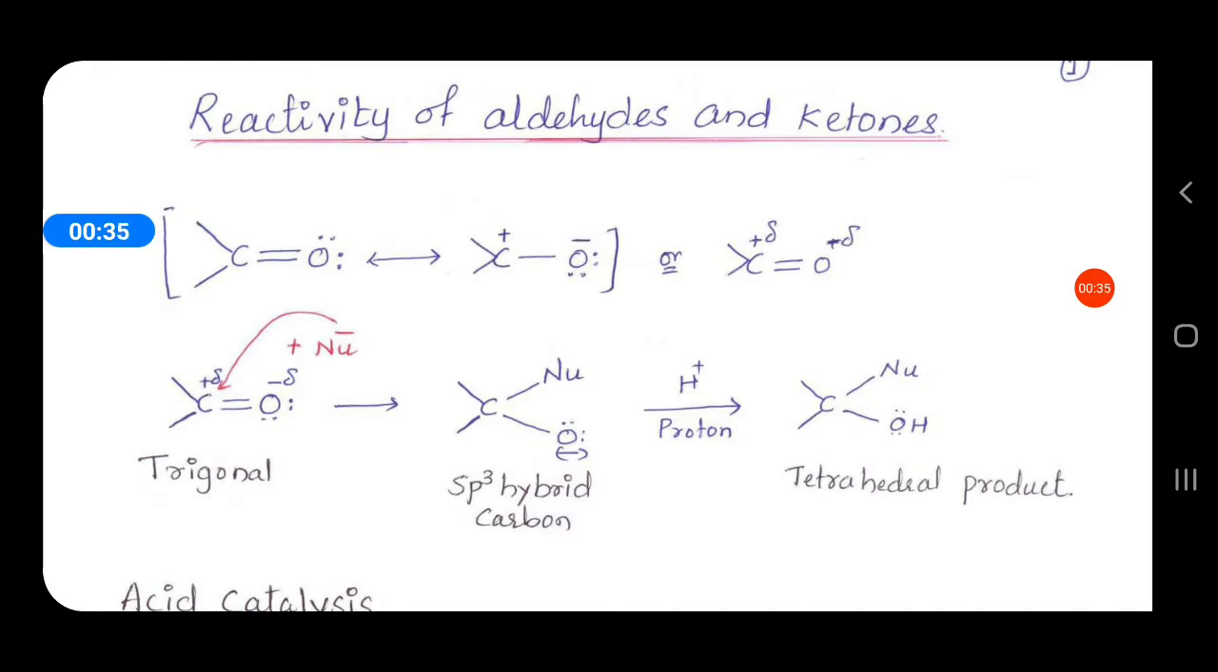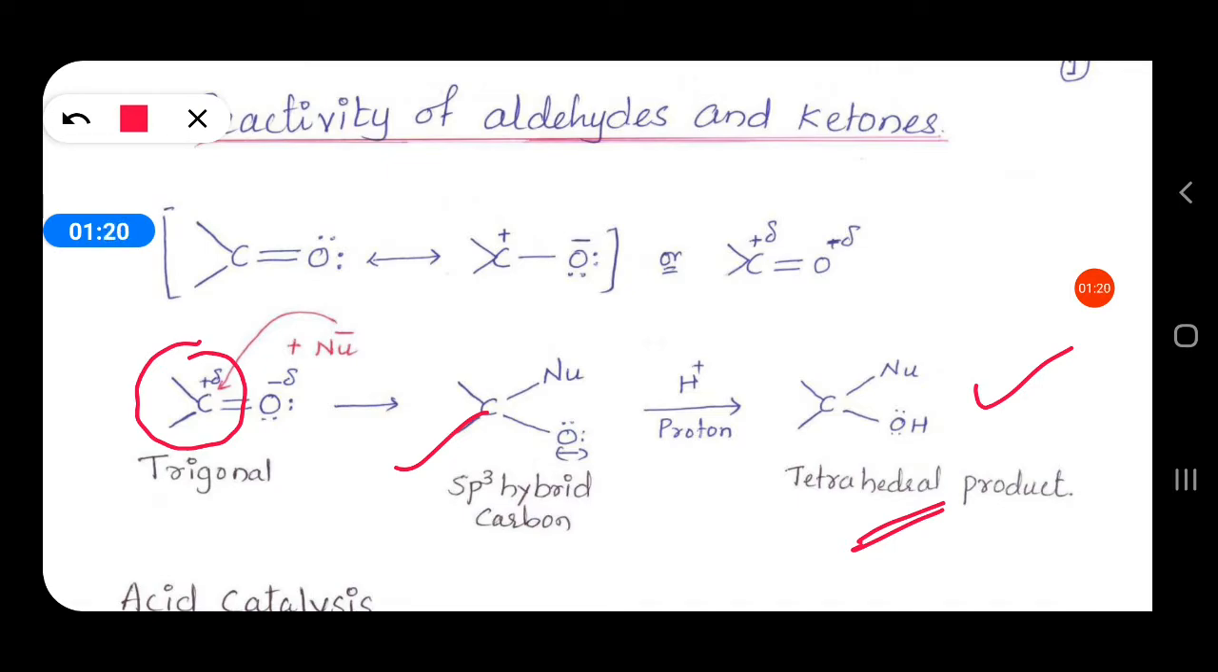During the nucleophilic addition, the transition state starts and forms a tetrahedral configuration. Initially the carbon hybridization is sp2, so it is trigonal, and when nucleophilic addition takes place, it becomes an sp3 hybrid carbon, and finally when the product is formed, that is a tetrahedral product. So this is the addition product.